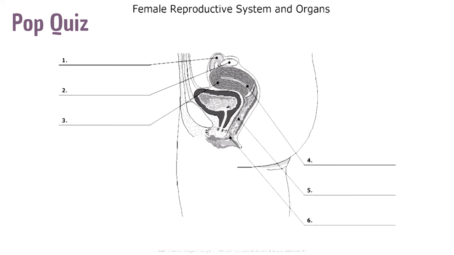So let's review the different parts of the female reproductive system. So this is your number 1, that's your fallopian tube. Number 2, it attaches to the ovaries. Number 3 is your uterus, and then the narrowing of the uterus is called the cervix. This canal is called the vagina, and here the outermost or external part is called vulva.